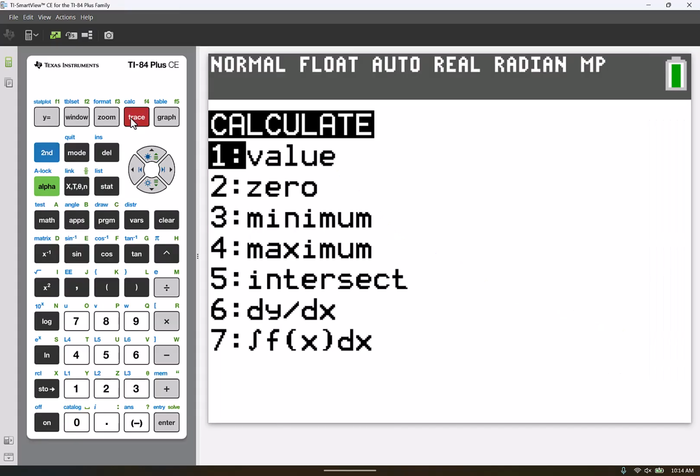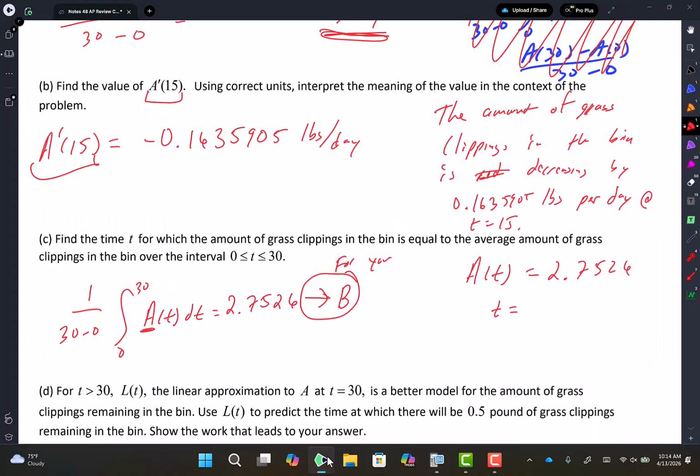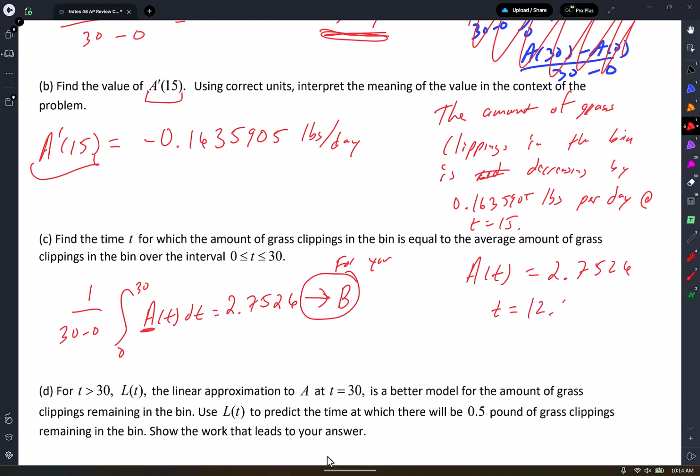Second, calculate, number 5, intersect. You only have 2 functions in there. There it is, 12.41477. T equals 12.41477. That's the time t for which the amount of grass clippings in the bin is equal to the average amount of grass clippings in the bin over the interval 0 to 30. There it is, guys. Perfect.